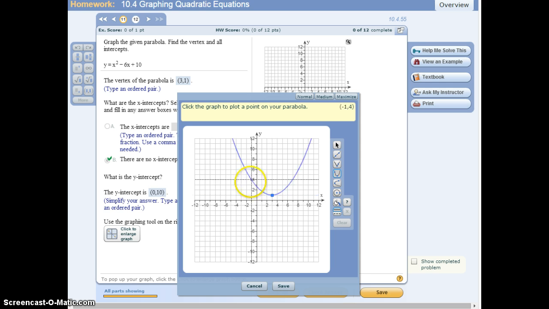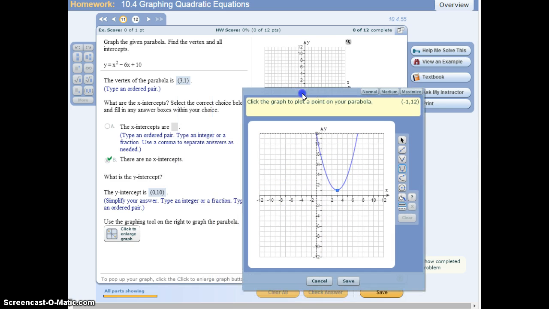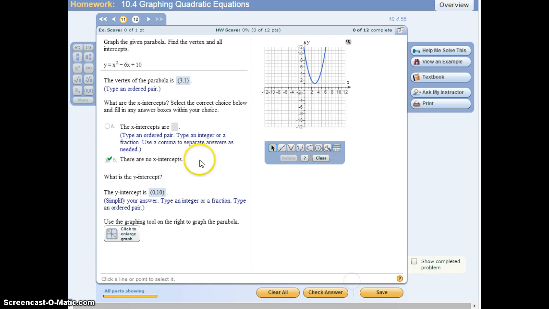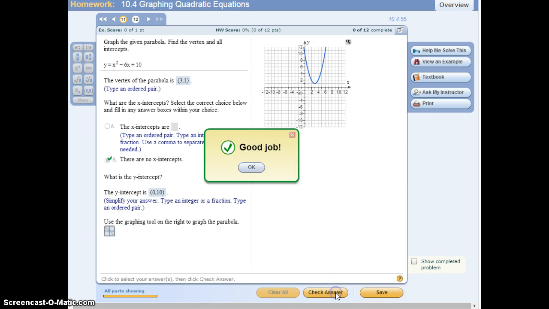All right. And it further reads to plot a point on the parabola. Here we know there aren't any x-intercepts, but we know that the y-intercept is 0, comma 10. So that's a point on the parabola. Let's plot that point. So 0 in the x direction, positive 10 in the y direction is right there. Let me click that. So I've got my parabola. Let me click save and then check my answer.